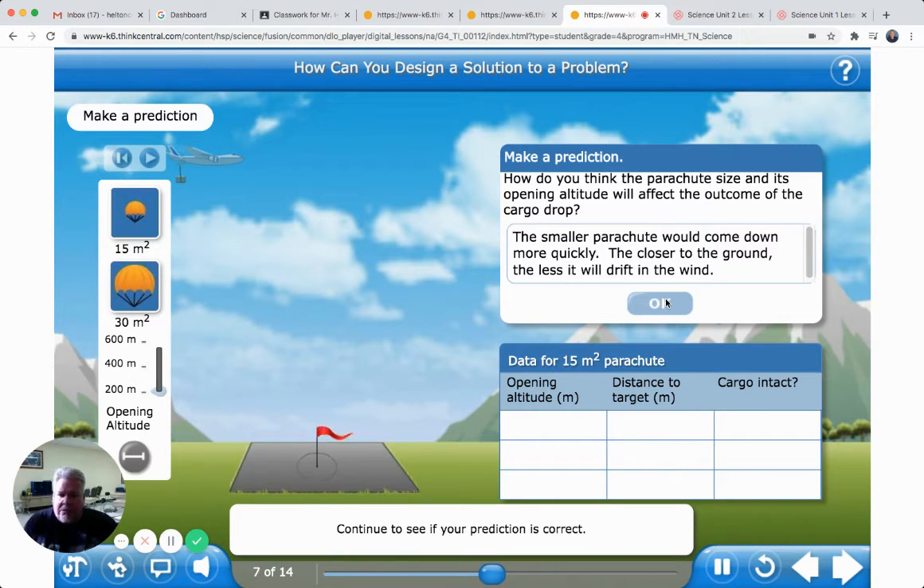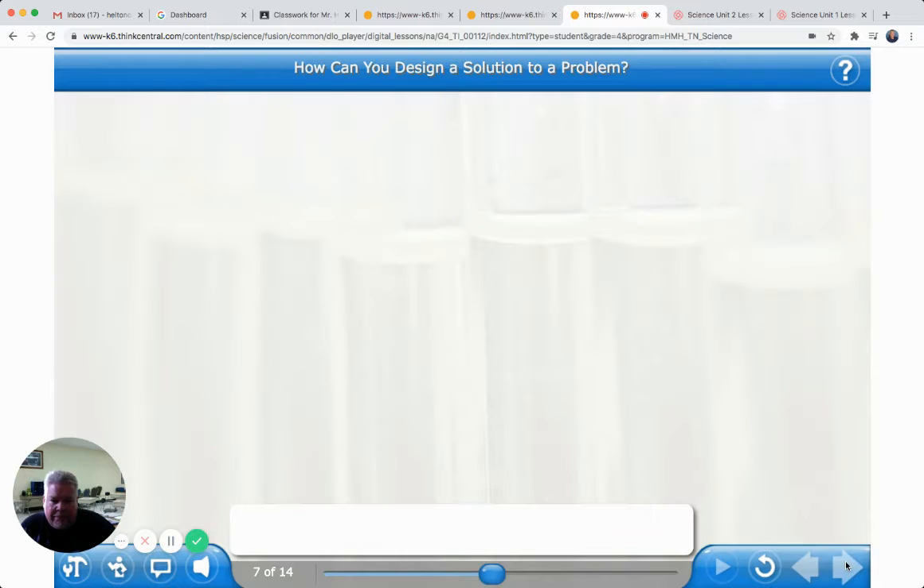Continue to see if your prediction is correct. Okay, how do we do this? I guess we move on this way.